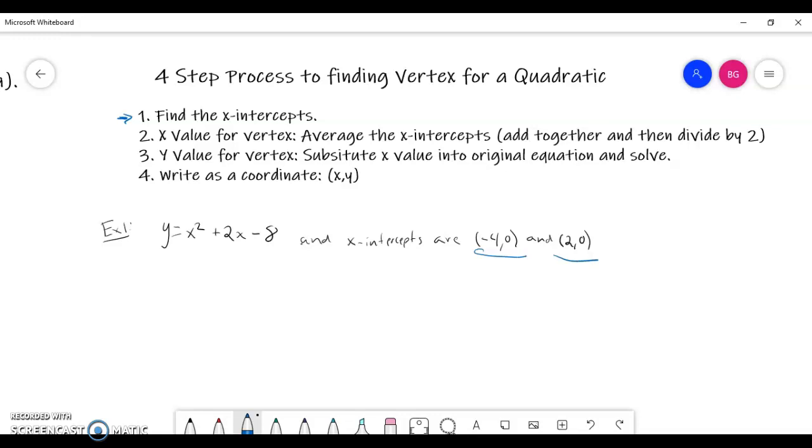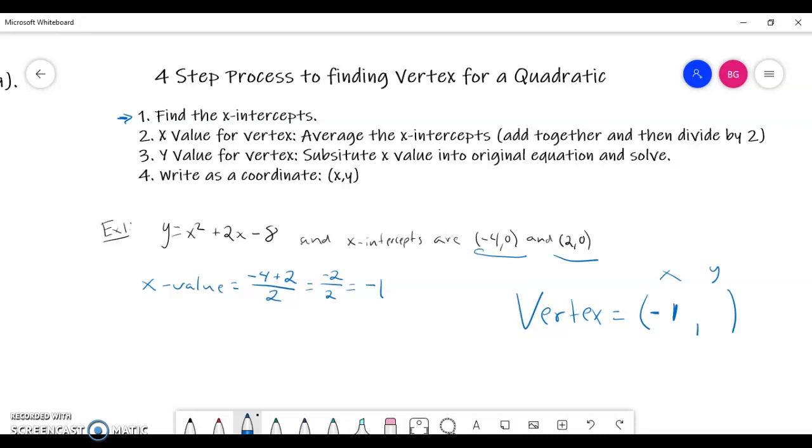So I need to get the x value for my vertex. So to get my x value, I'm going to, like it says, average out the x-intercepts. So I'm going to add them together. So negative 4 plus 2. And then I'm going to divide it by 2 because I'm adding two things together. So negative 4 plus 2 is negative 2. And we're going to divide it by 2, which means negative 2 divided by 2 is negative 1. So for our vertex here, I'm going to make it over here in big letters. For our vertex, okay, it's a coordinate, x comma y. Okay, we have our x value now. That is negative 1. And that is just by averaging the x-intercepts. The vertex is going to be right in the middle of your x-intercepts.